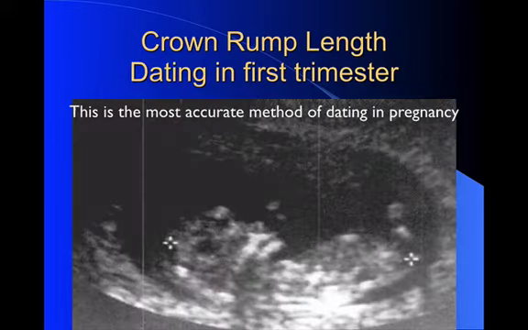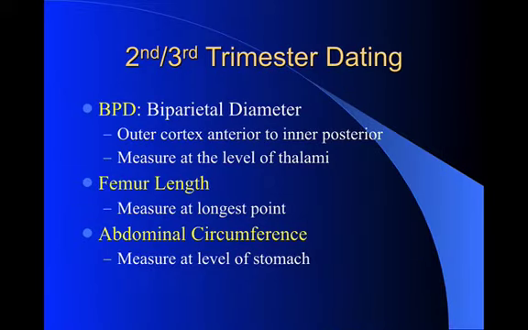So let's talk about dating in pregnancy. The most accurate method of dating in pregnancy is the crown rump length in the first trimester, and we measure from the top of the head to the bottom of the butt. For second and third trimester dating, we can do the biparietal diameter, which is the most accurate of all of them during the second trimester. And we measure the outer cortex anterior to the inner cortex posterior. We measure at the level of the thalami. Femur length, we just measure at the longest points. And abdominal circumference, we measure at the level of the stomach.